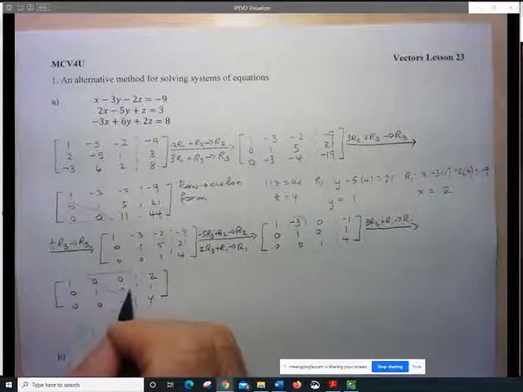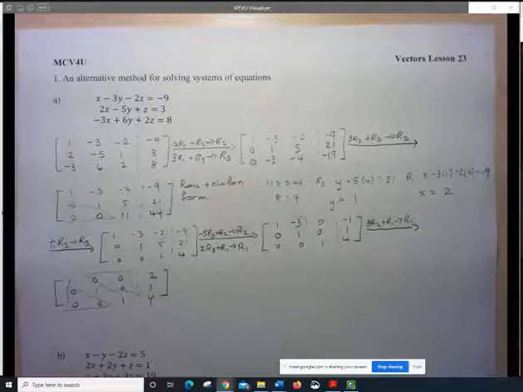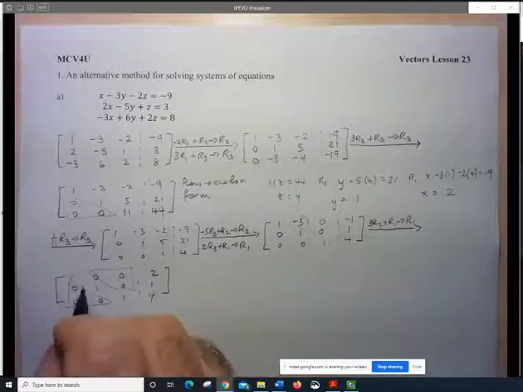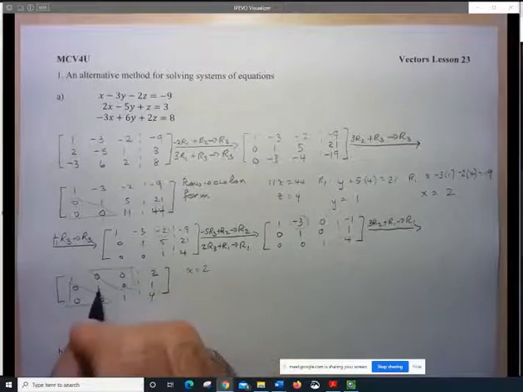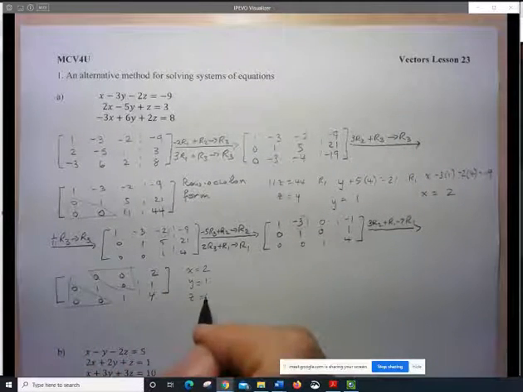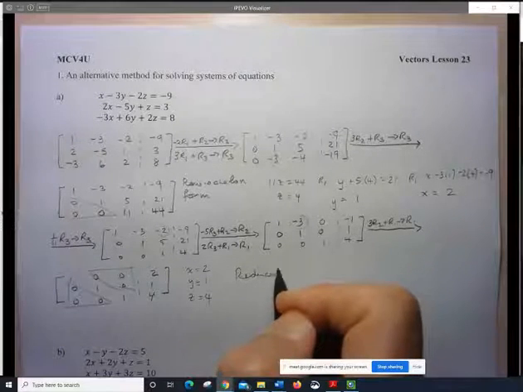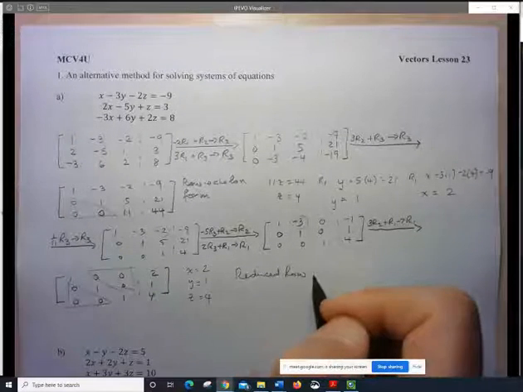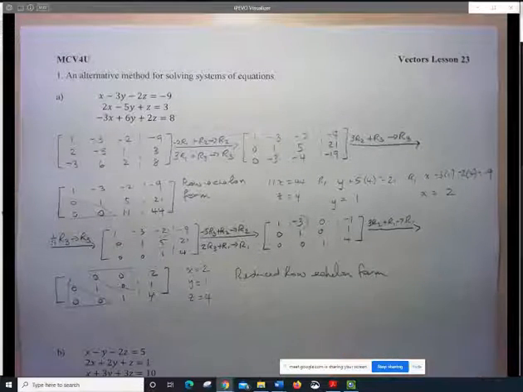And I've achieved what I wanted to achieve, the two triangles of 0. Now I can read the answer straight off. X equals 2, Y equals 1, Z equals 4. This is what we call reduced row echelon form.